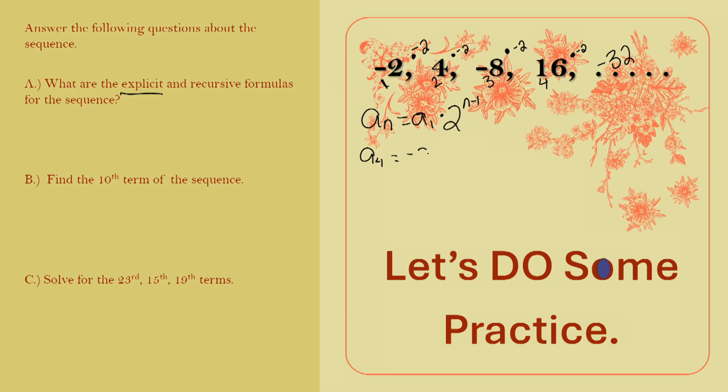So a sub 1 is -2 times 2 to the 4 minus 1. 4 minus 1 is 3, so -2 times 2 to the third. I'm going to plug that into my calculator. Now, Ms. Killen, isn't that common ratio supposed to be a negative? You're exactly right. That's a good catch. So I'm going to multiply this times -2 to the third, and I get a positive 16.